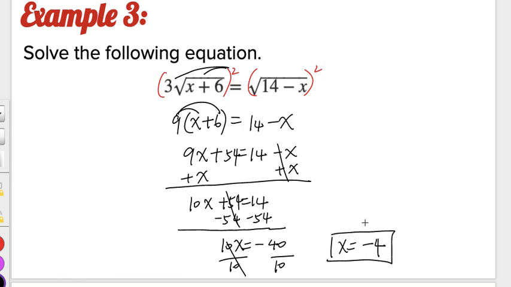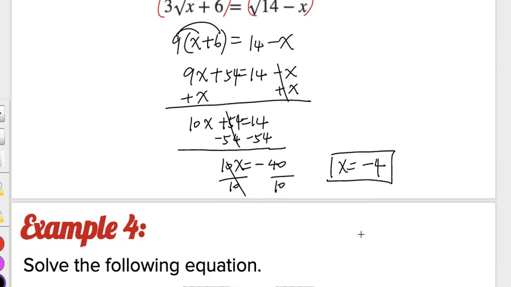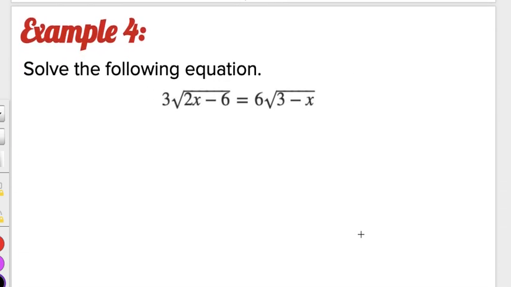And again, it's always a good idea to put the number into the equation to double check if you get it correct. And sorry for the mistakes. Okay, so now let's check the last example for this video.